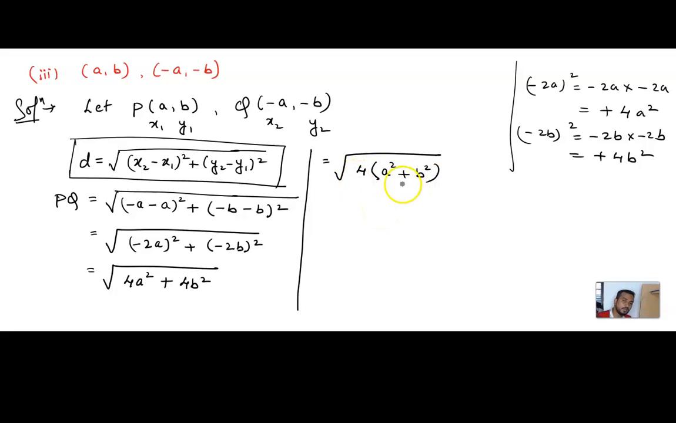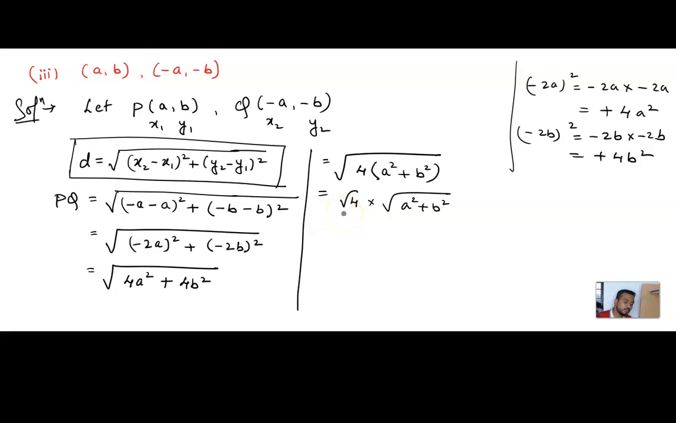See here, multiply 4 into A square, 4A square, plus 4 into B square, 4B square. So we have taken 4 common. Now this is 4 into A square plus B square. So root is there for 4 as well as root is there for A square plus B square.